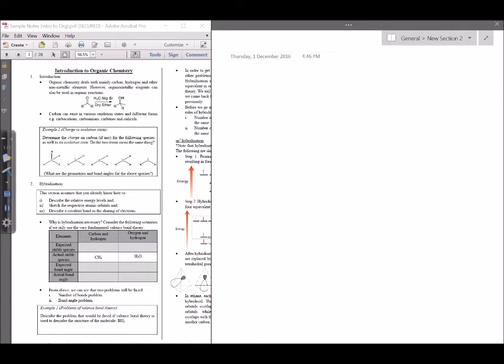So let's look at our example 1. Determine the charge on carbon, if any, for the following species as well as its oxidation state. Do the two terms mean the same thing? Well, what do you think? Do they mean the same thing? Well, if you look at the first molecule, you should be able to identify it as methane, right? So this is your methane.